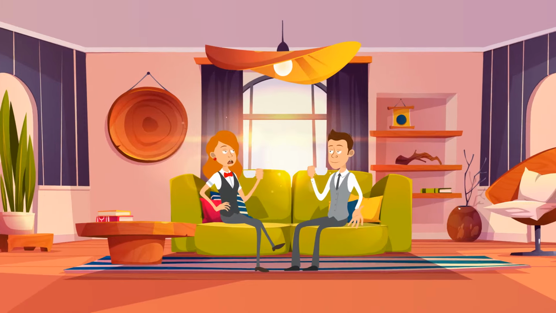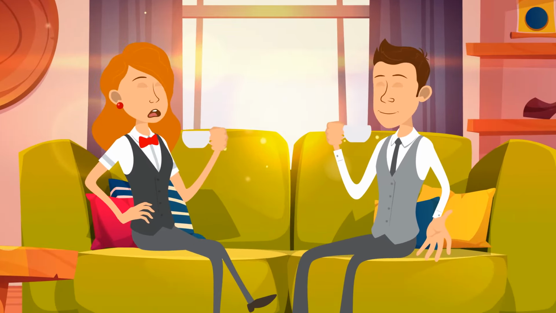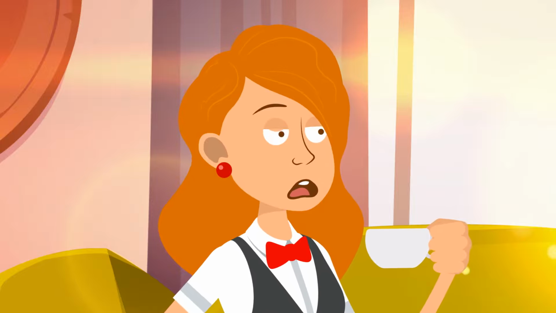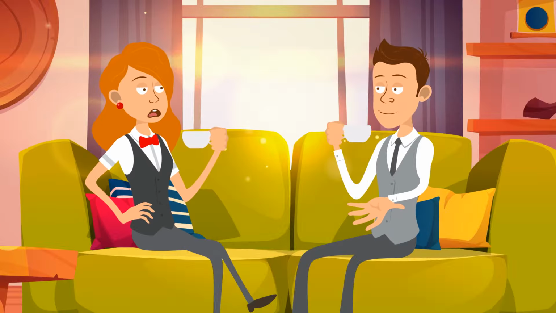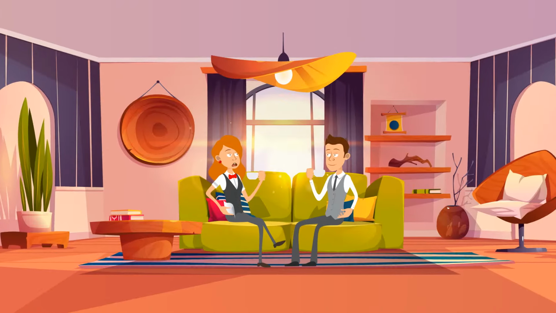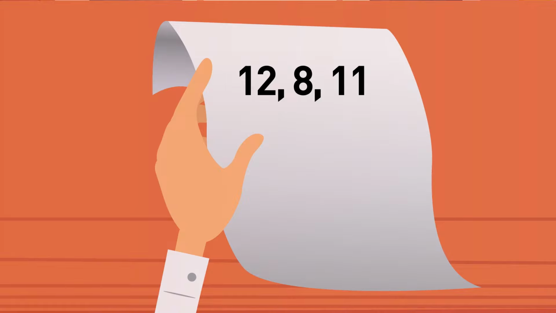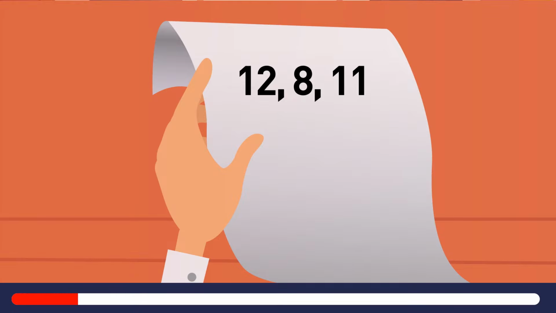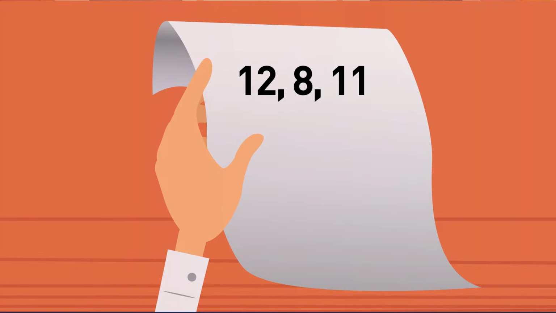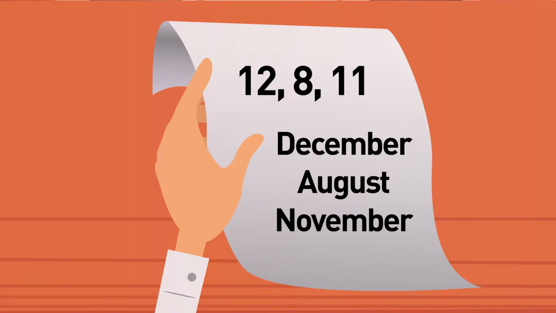Eric and his friend Shelly are meeting for coffee. She's very excited because she has a secret crush. Eric begs for his name, but Shelly is too shy, so she just writes the following code on a piece of paper. Can you figure out the name of her crush? The numbers imply 3 months: December, August, and November. If we take the first letters of each month, we'll get the name Dan.